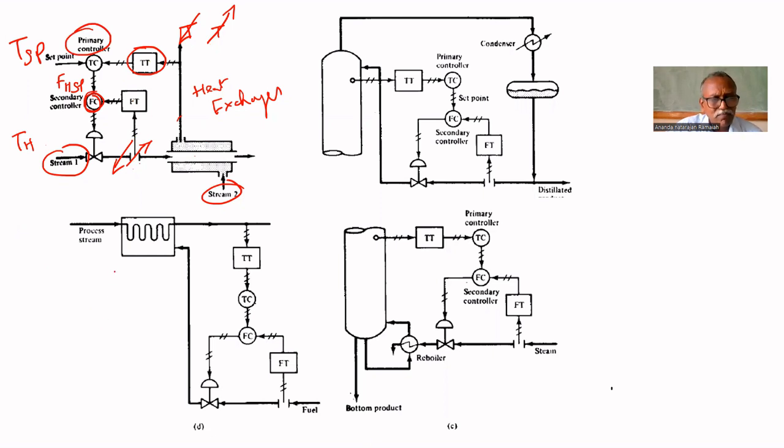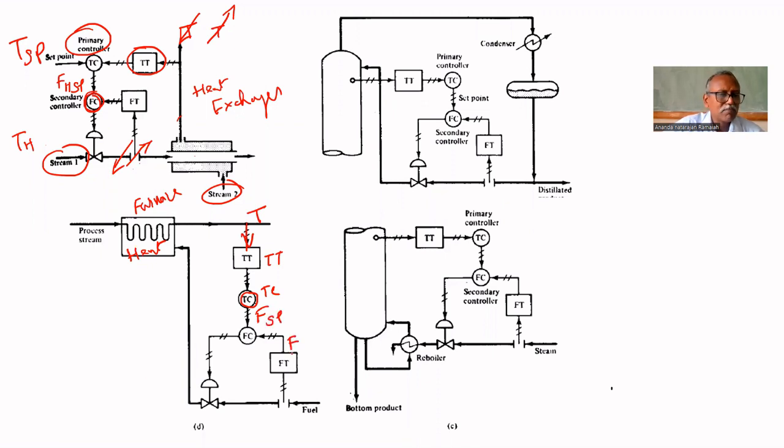The second one is furnace control. In that case, the temperature of this process stream T has to be controlled. T is measured here. The temperature transmitter TT measures the temperature, which is given to the temperature controller. Here, to adjust the heat of this furnace, we have to adjust the fuel flow rate. Therefore, the fuel flow rate is controlled by this. This primary controller gives the set point for this fuel. Set point is given.